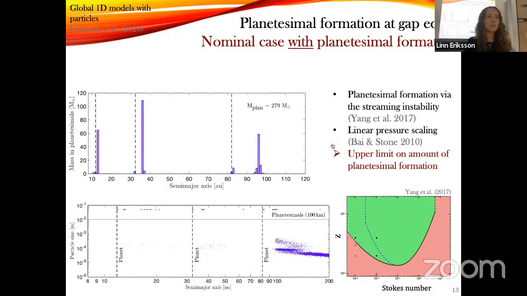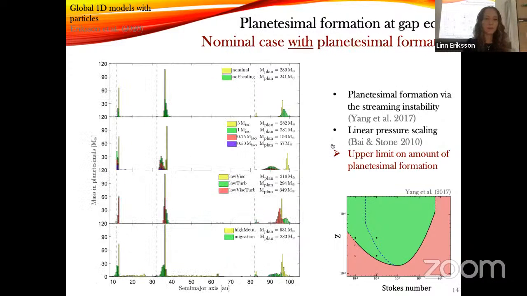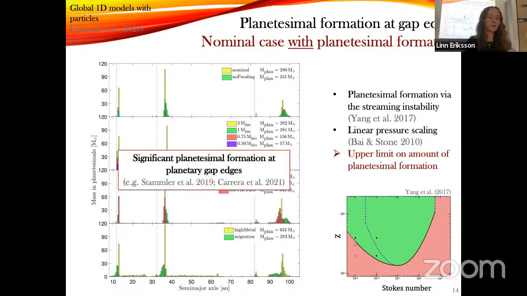Okay, but this is just what I call the nominal simulation. We also did a lot of different ones. For example, here we varied the planet mass and the alpha values and so on. But what we see is that regardless of which parameters we choose, we always get some planetesimal formation. So the conclusion was that we appear to get significant planetesimal formation at the gap edges, which is also in line with what other people have found in similar studies. Okay, so that's basically our answer to the first question.